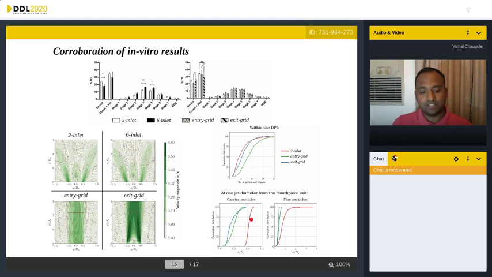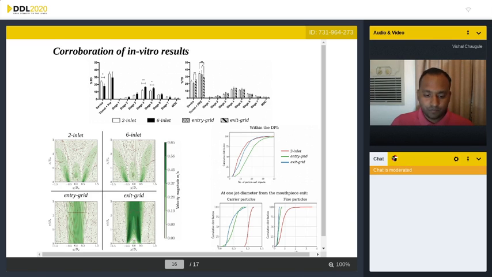Now, if you look at 1 jet diameter outside of the mouthpiece exit, we see that there is a large radial spread for both the carrier and the fine particles for the no grid case, which is the red line here. But when we use a grid, we no longer see that happening because of the focusing effect of the jet and the grid. So this gives us a holistic view of what's happening with the fluid and particle dynamics, both inside and outside the device, and how we connect it to the in vitro results.